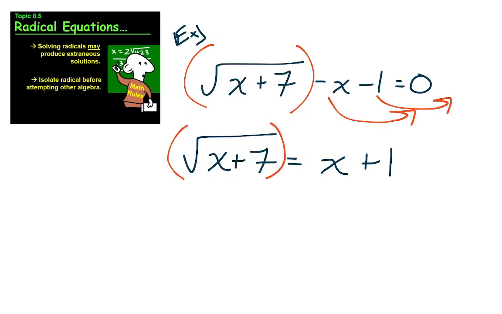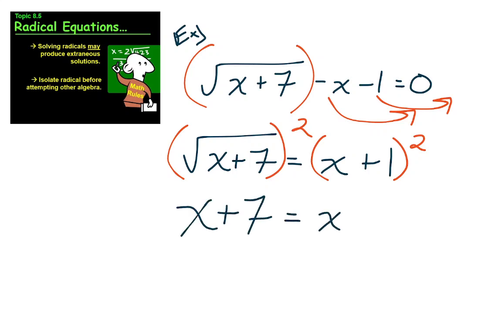Now we're going to square both sides, and we're going to do it correctly. Yes, that's right. We're going to square a binomial right here. This is the easy part. This cancels out to just be x plus 7. But x plus 1 squared, that's x squared plus 2x plus 1. Now remember, that's because I actually took x plus 1 times x plus 1, even though I didn't show it.